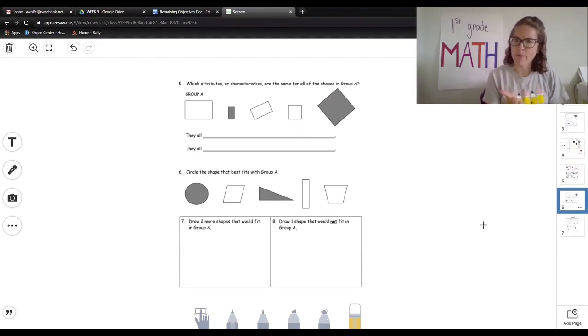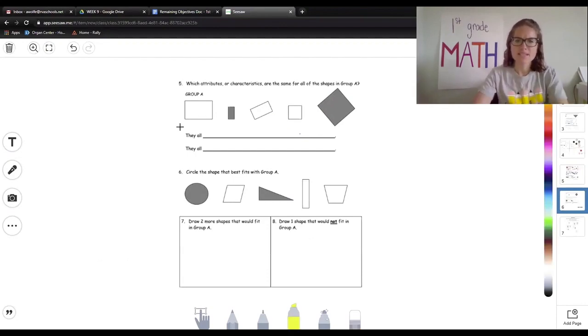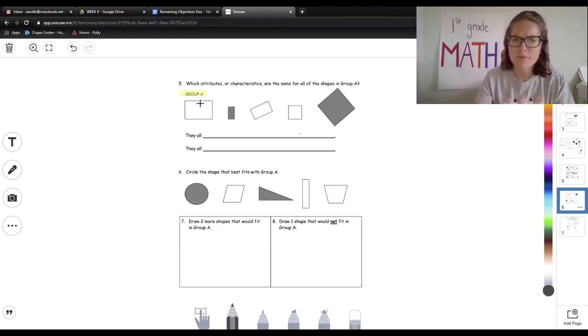This looks like a paper we've done before, but it's different this time. Okay, so let's take a look. It says Group A. Which attributes or characteristics are the same for all of the shapes in Group A? So remember, we want to look at the attributes, which means the characteristics, like size, shape, color, sides, all those things. Those are our characteristics, how we would describe them. So what is the same about all 5 of these shapes?